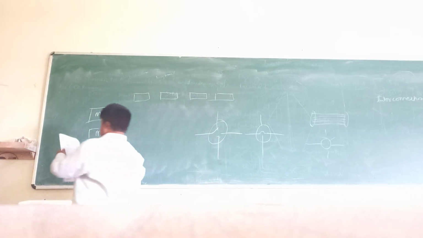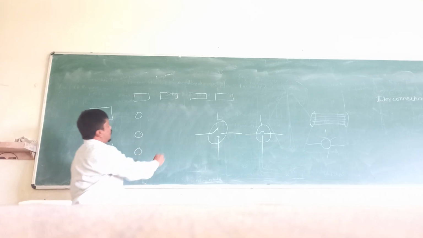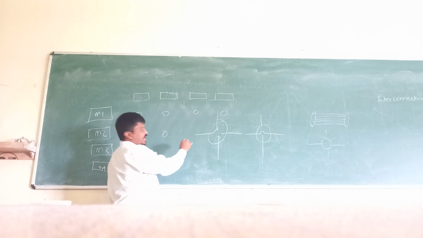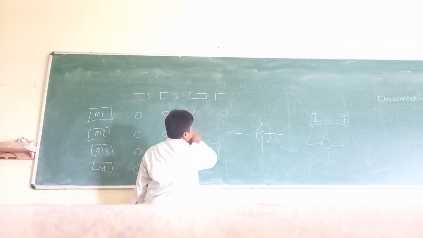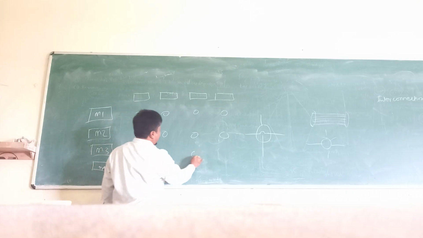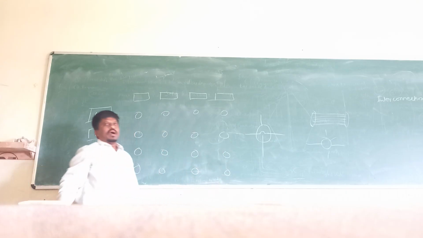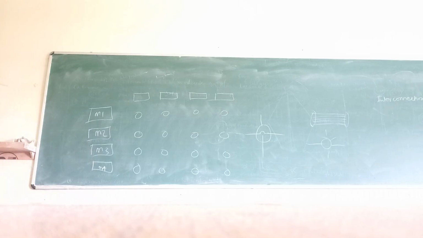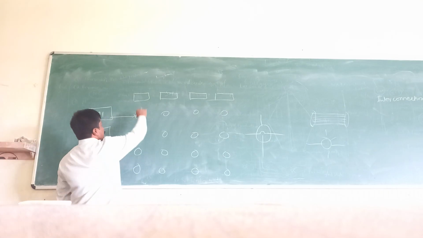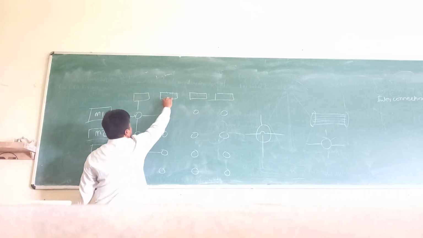How are the switches made? With circles. These circles are nothing but the switches. Whatever I'm using, interconnection from one to another is with the help of these links. These are the links.